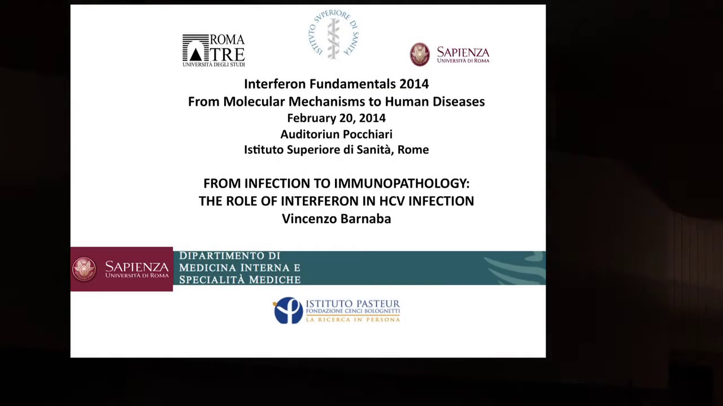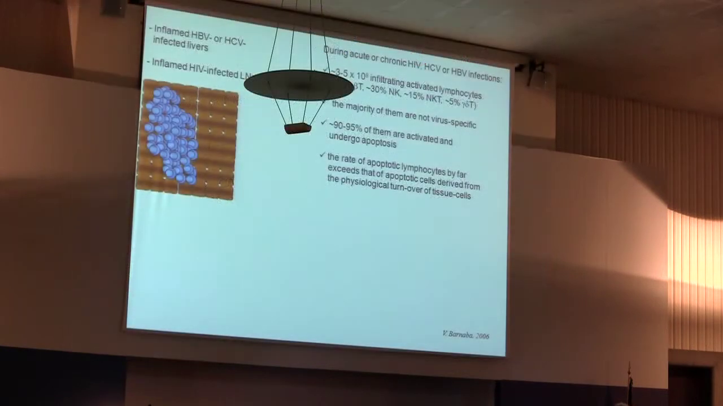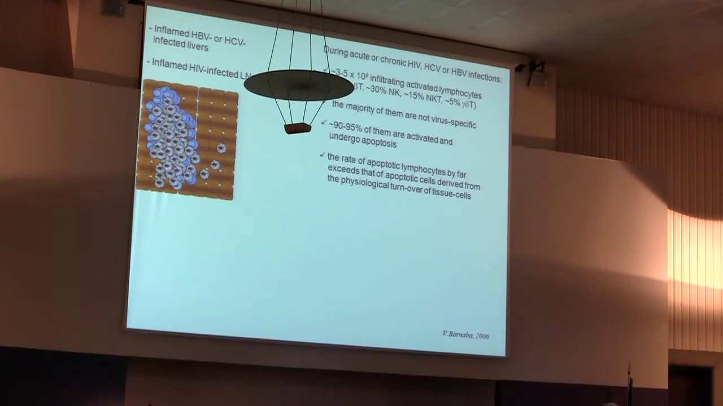We know that during acute or chronic viral infection in humans, inflamed tissue, particularly tissue infected by hepatitis B virus, hepatitis C virus, or HIV, the liver in this case, or lymphatic tissue in HIV, is infiltrated by several billions of activated cells. The majority of these cells are not virus specific, but they are activated and undergo apoptosis.